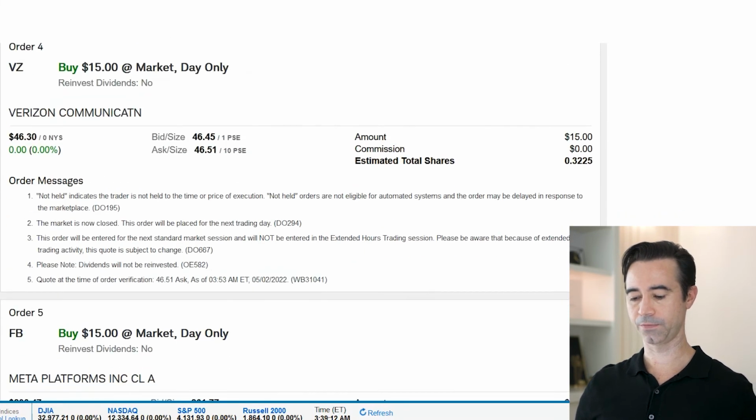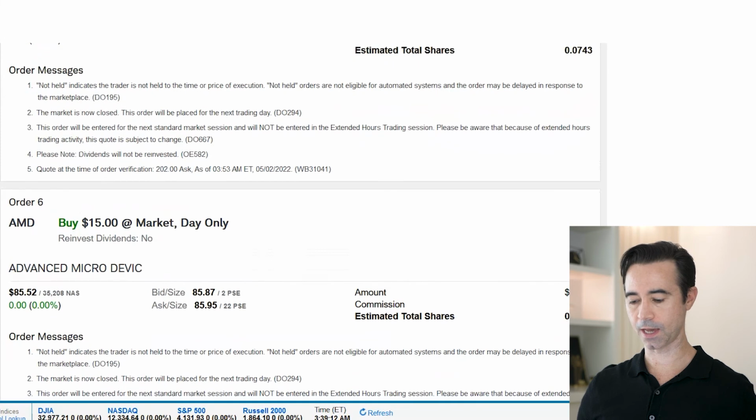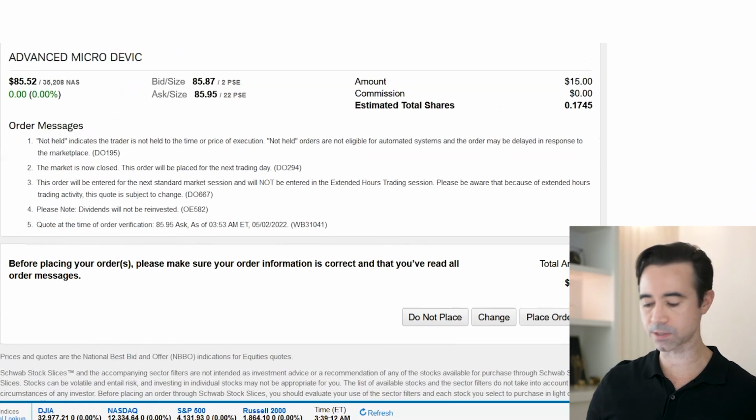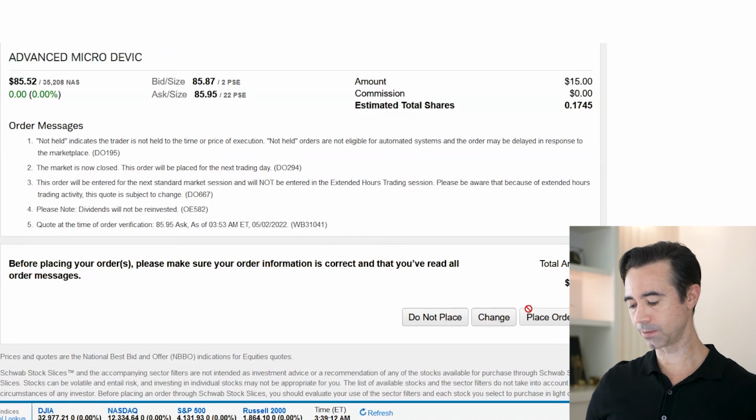I'm just going to go ahead. If you want to take a look at all of these, you can see how many different orders you have. They should all add up to what you had in the previous screen. And I'm going to go ahead and hit place order. And so that's it. The trade is done.